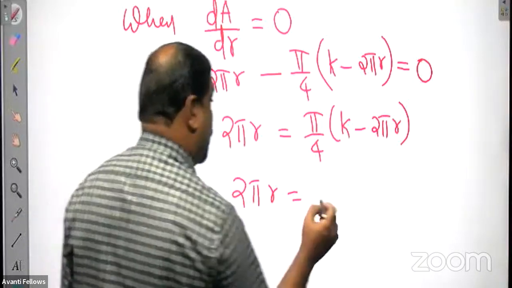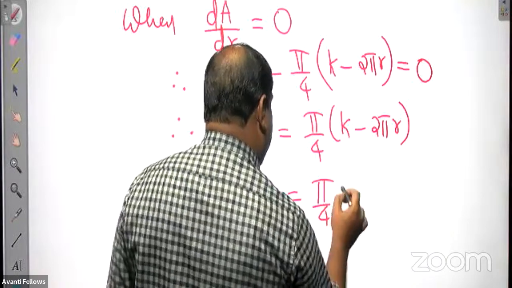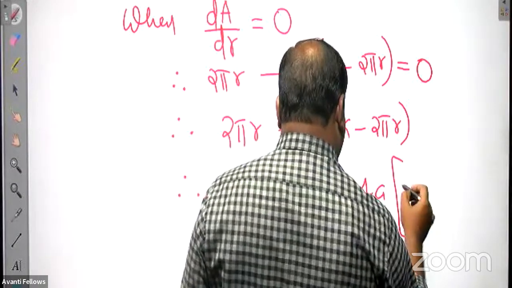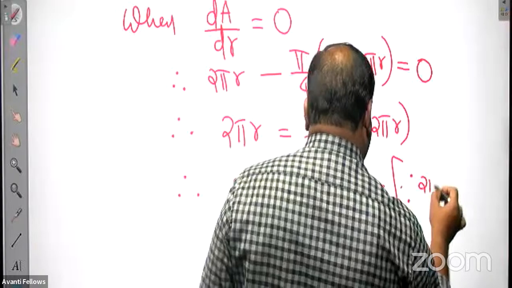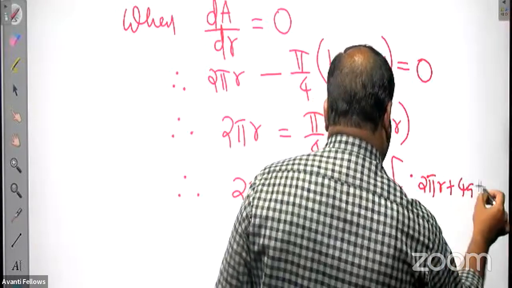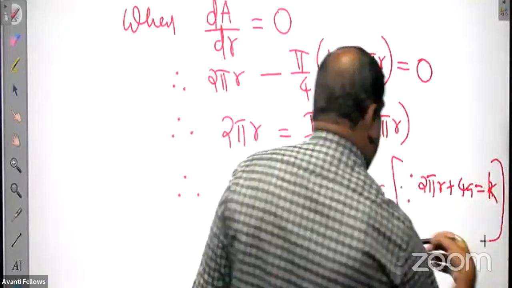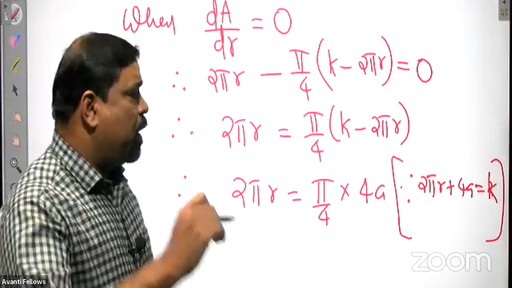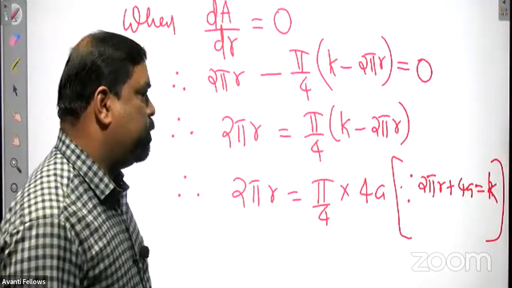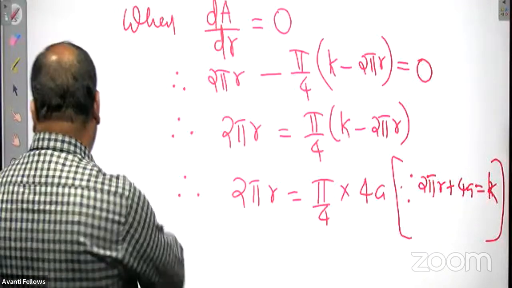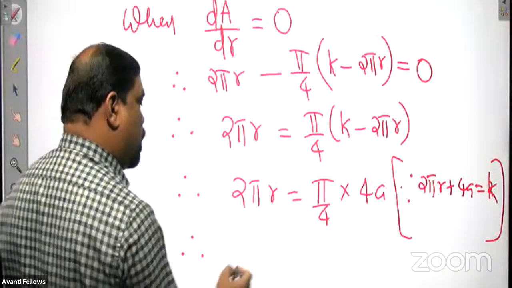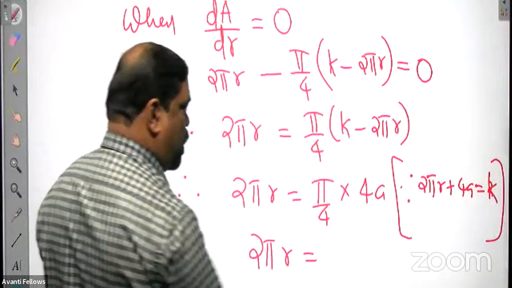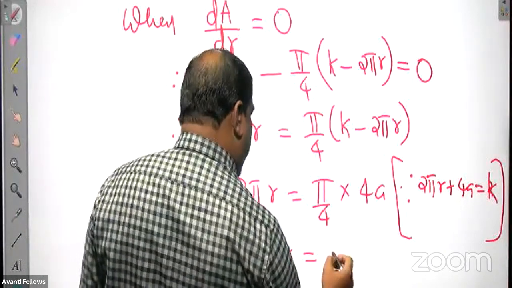So 2 pi r is equal to pi by 4 into 4a. In bracket, you write the given condition. The beginning, what we have written is 2 pi r plus 4a is k. That means k minus 2 pi r is equal to 4a. So again simplify. Therefore, 2 pi r is equal to 4 pi into a.